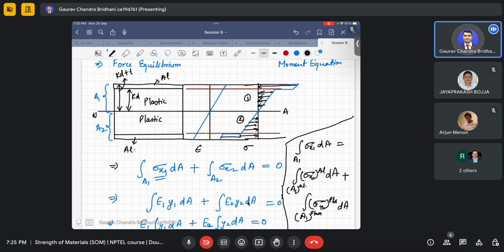K is just a factor, don't worry. When k is some value between 0 and 1, it's just a factor. So this full depth will be kd plus t. Using kd we can find the force for the plastic part. I don't know k, d I know, I don't know k.